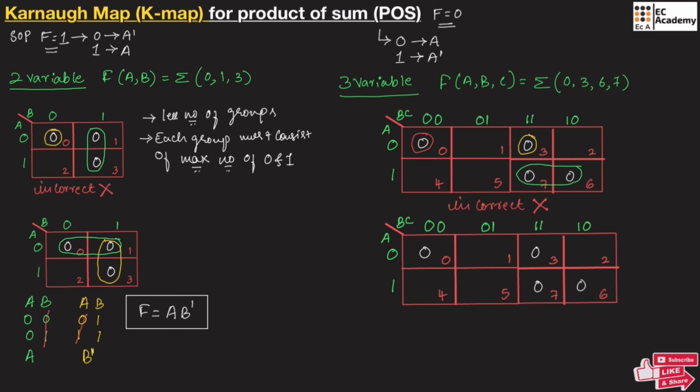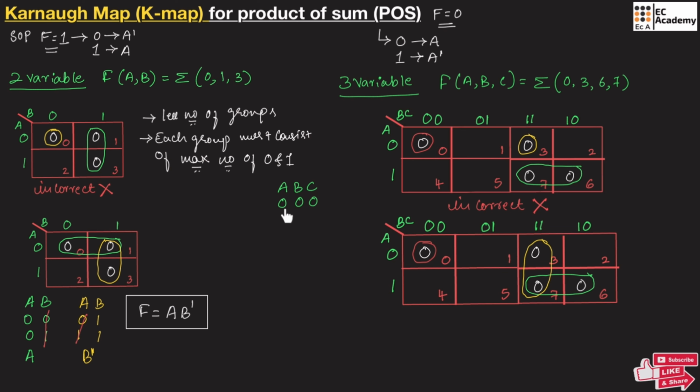The correct way of grouping is to group these two zeros, group these two zeros, and group this 0 as a single group. So let us group these two zeros, let us group these two zeros, and let us group this 0 as a single group. For the group represented by red color, we can take the value of A, B and C as 0, 0 and 0. Now since we have the values of A, B and C as 0, 0 and 0, we can take the variables as it is.